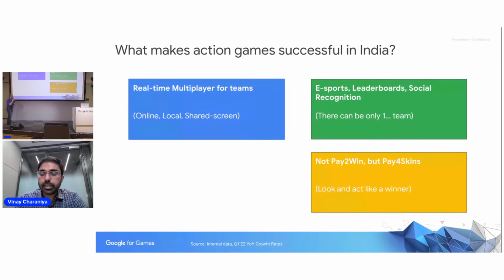Interestingly, Indians also want to showcase, or look and act like, a winner. So if you create pay-to-win games, you will not really get a lot of traction, because not all of them will continuously keep spending.